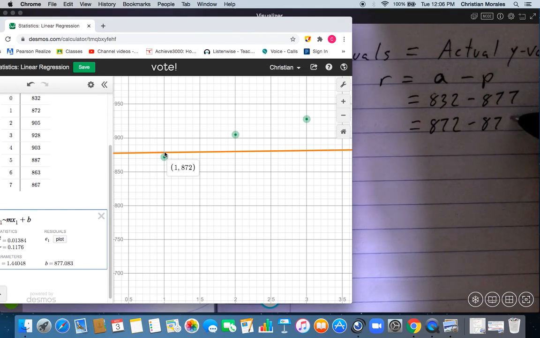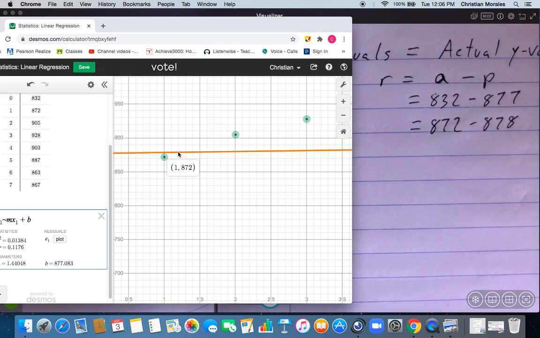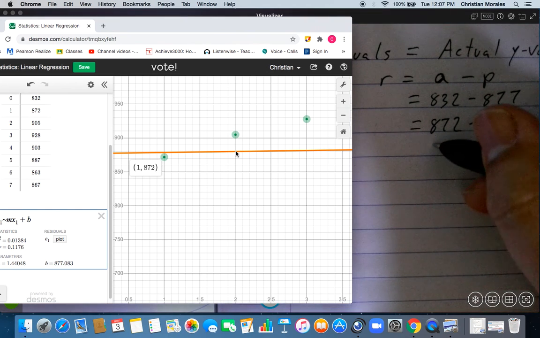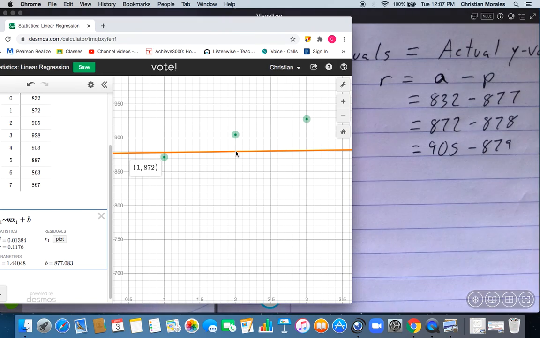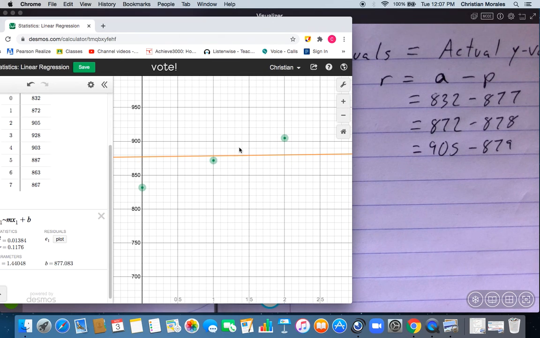And right now, because of time, I'm not including decimals. I'm just kind of doing whole numbers. Right here, for this point at, this is 3. No, 2. This is 905. But it says it should be 879. So we have 905 minus 879. And you would do that for all the points. You would compare the actual point minus what the line predicts would happen. Okay? So then we would subtract it, and we would get the residuals for these points.